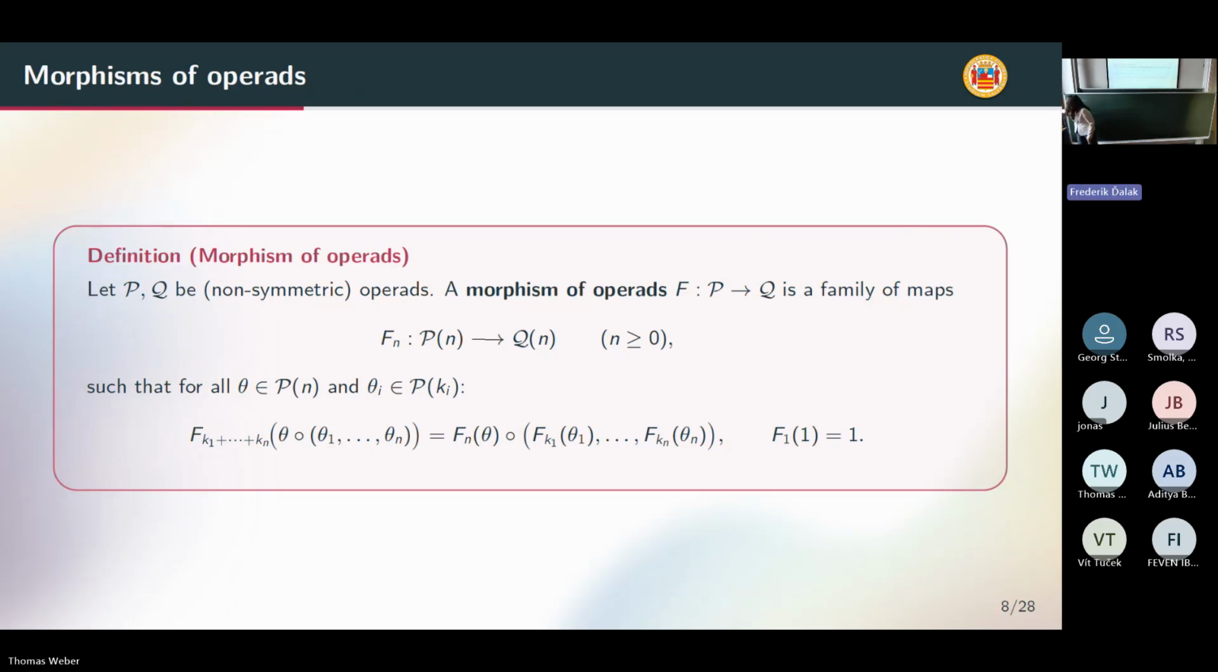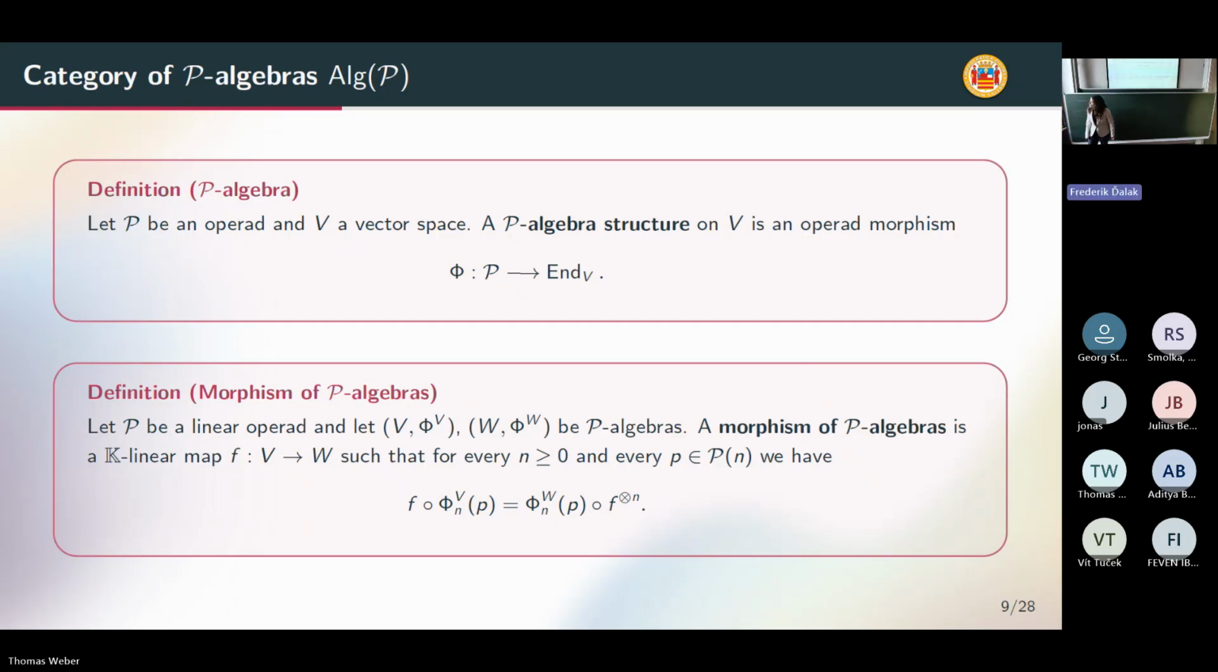Okay, so with these abstract definitions we have given, now we would like to understand why do we need this and what do we do with those definitions. And so we have that our P-algebra is the concrete realization of this definition because it is exactly the assignment we mentioned before.